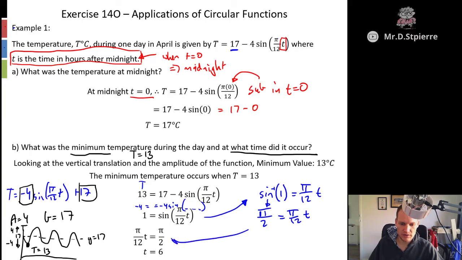Which is what this step here is showing. And then we solve and it gives us t equals 6. Okay. Now, it's asked what time does this occur? If you give me t equals 6, that's not telling me the answer. I could interpret the answer from there, but you want to be clear. What time does this occur? Well, using our point of reference, t is the time in hours after midnight. Okay. Min temp is at 6 a.m. using our frame of reference.